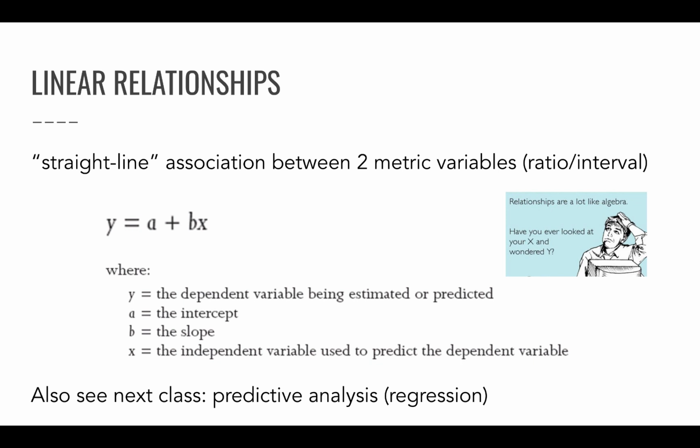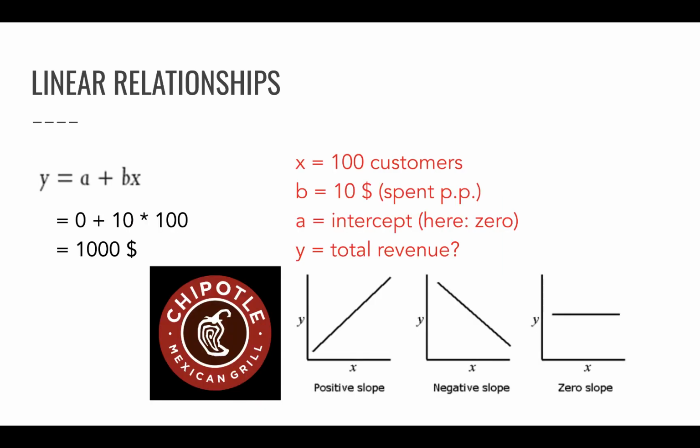Now, this formula is also used for regression analysis, which is the next class, which is a type of predictive analysis. Of course, like I said earlier, correlation does not mean causation. So when we draw conclusions based on correlational data, we can't make any causal conclusions here. We've got to be careful in how we word our conclusions.